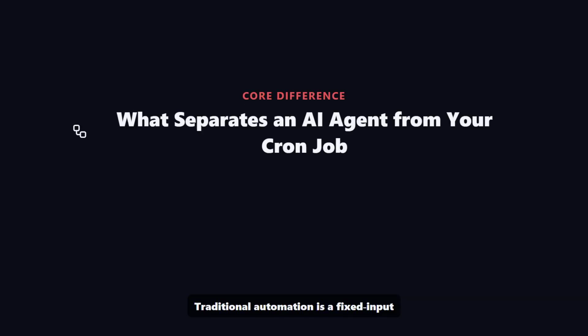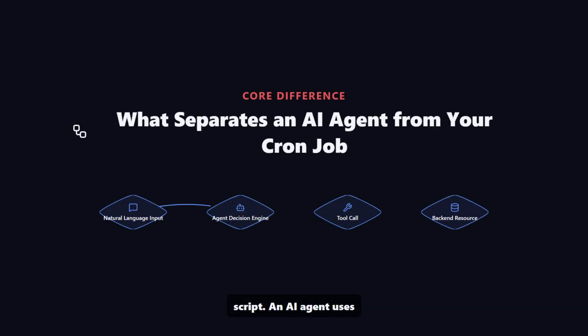Traditional automation is a fixed input script. An AI agent uses natural language, picks tools, and can be steered by untrusted prompts, the root of every security issue. Start by reviewing the OWASP LLM Top 10 for prompt injection risks.